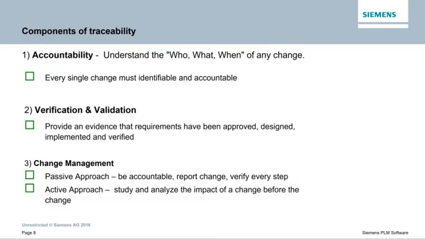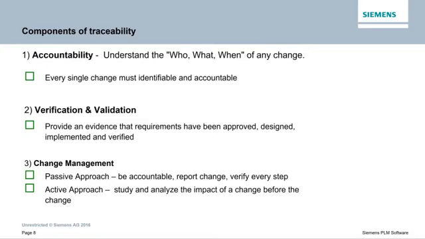The first one is accountability, so-called historical traceability, to understand who, what, and when of any change. For that, every single change must be identifiable and accountable. If you remember the definition of traceability, the ability to track every step in a supply chain, the historical traceability is an essential part of that.